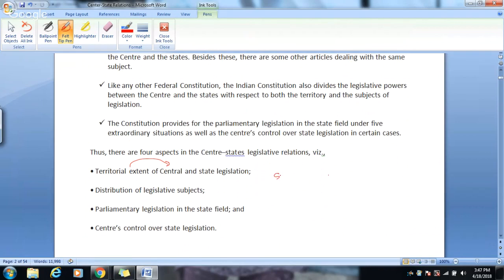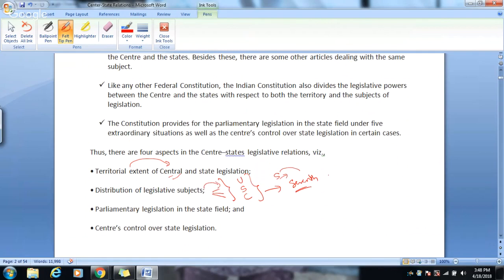So if any laws are there, up to what extent are they applicable to the Centre, and up to what extent are they applicable to the states? That is in dealing with the first one: distribution of legislative subjects. We have three lists over here, that is the Union List, State List and Concurrent List, which are in the 7th Schedule of the Constitution. So we will be seeing the distribution of the legislative subjects.